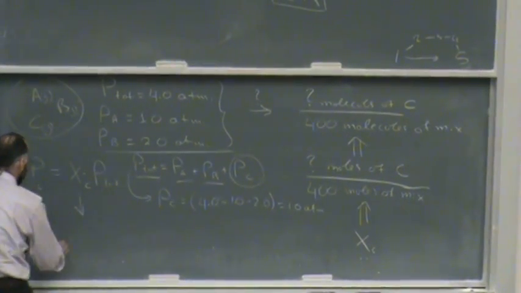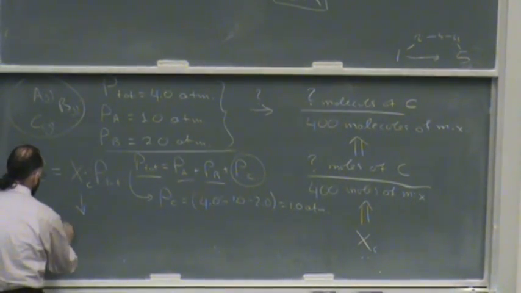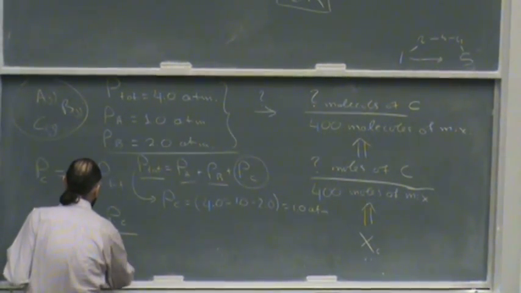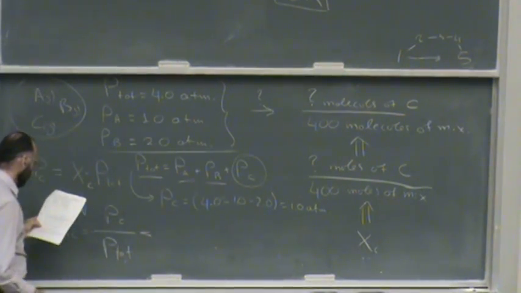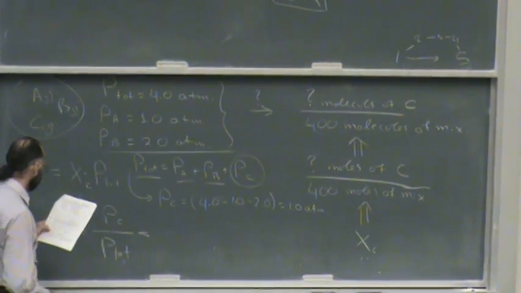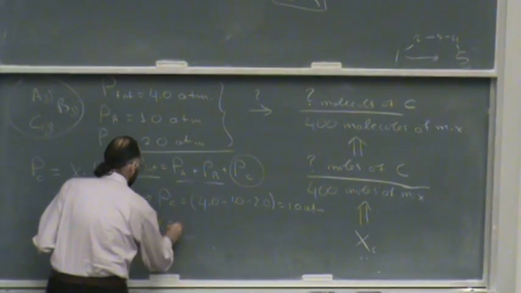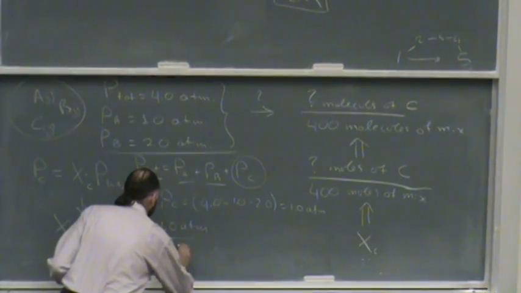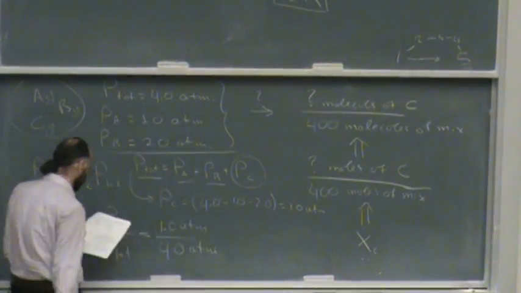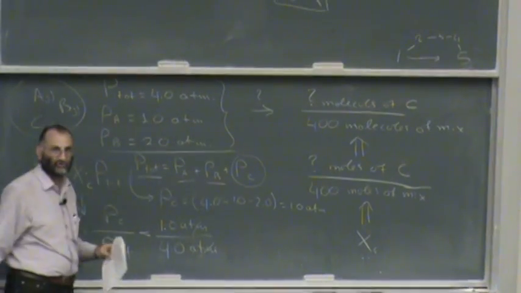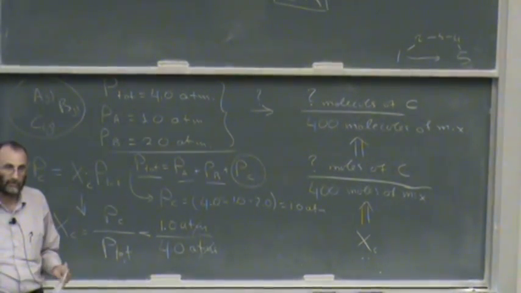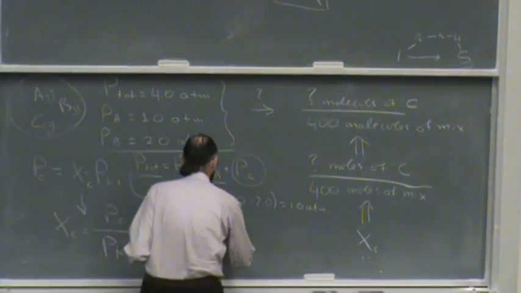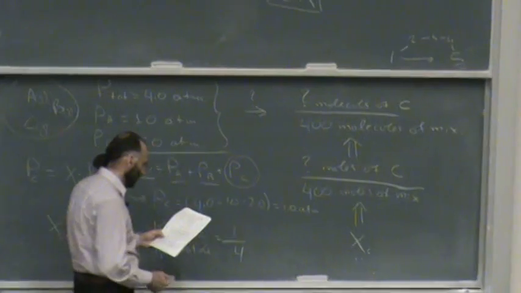Okay, so you have 1 atmosphere PC. And from this one then, XC is going to be equal to the partial pressure of C divided by P total. So if you put the values, you will have 1 atmosphere divided by 4 atmospheres. Atmosphere goes away. Mole fractions are always dimensionless numbers. We don't have any units, right? And that will come to be 1/4.